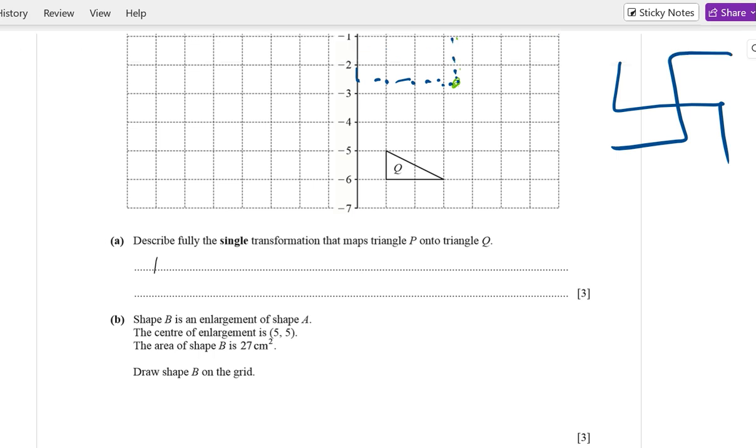We will say it's a rotation 90-degree clockwise from origin or 0 comma 0.